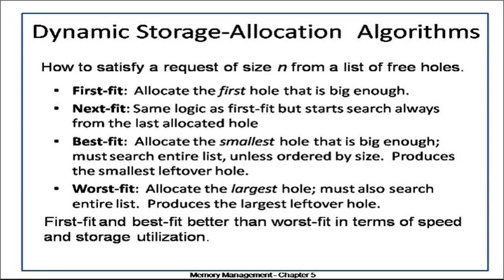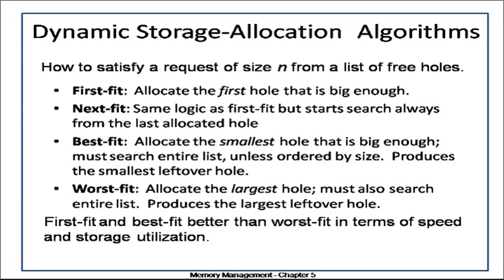Okay. So the next allocation algorithm is best fit. It allocates the smallest hole that is big enough to store our process, and must search the entire list unless it is ordered by size. This produces the smallest leftover hole. So the best fit strategy searches for the smallest hole which is big enough to store our process.